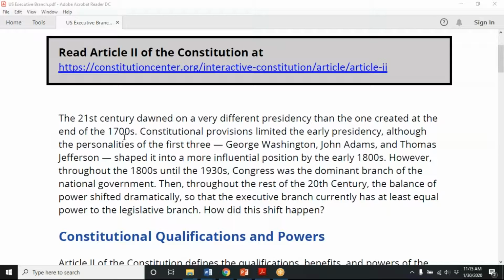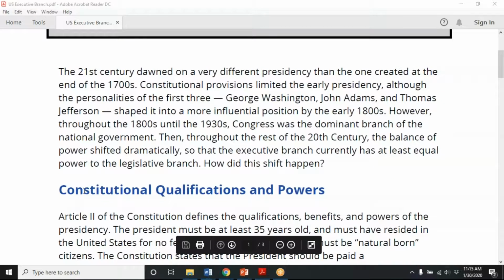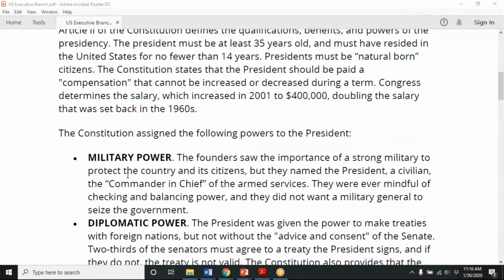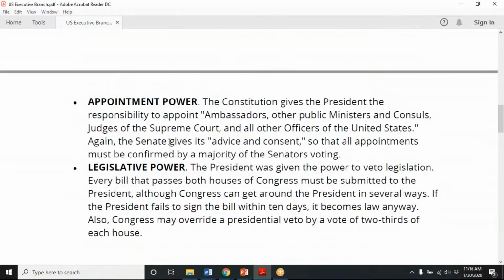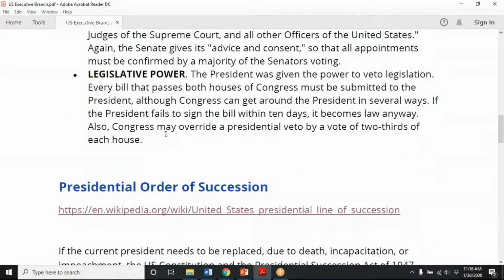So let's preview it. Anytime you read an article, it's good to preview stuff. We've got an introduction, and we've got a couple of headings. Constitutional qualifications and powers. We'll look at that. There's some bullet points. The Constitution assigned the following powers to the president. So these are constitutional powers. They're given to the president, to the executive branch. These are explicitly given, details given in the Constitution. There's a couple. And then that's pretty much it.